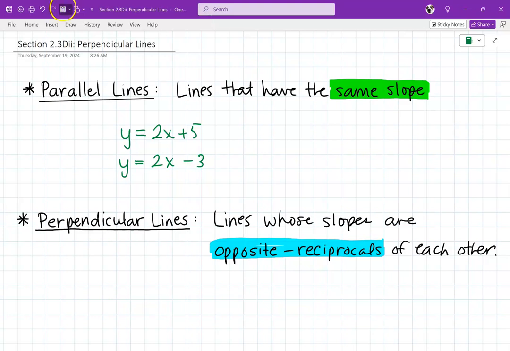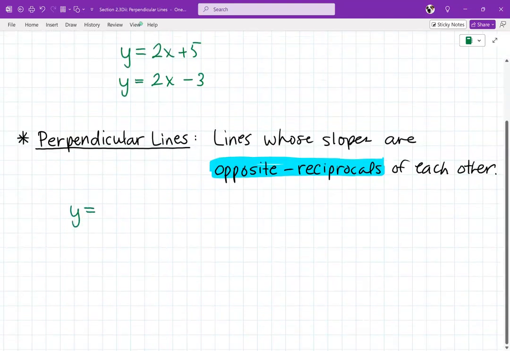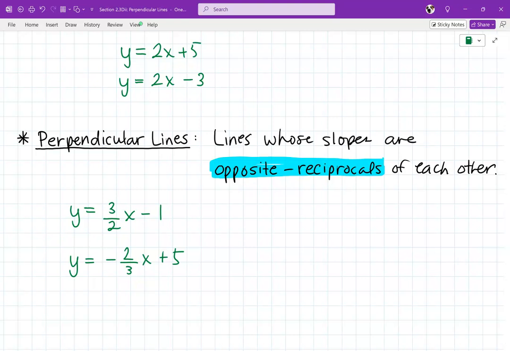Let me give you an example of a set of perpendicular lines. Here's one: y equals 3/2 x minus 1 and y equals negative 2/3 x plus 5. Notice how if I take 3/2, which is the slope, flip it upside down and then switch its sign, it becomes negative 2/3. That is an example of perpendicular lines. Because the slope of one is 3/2, the slope of the other is negative 2/3. So you have to flip the number around and switch it.